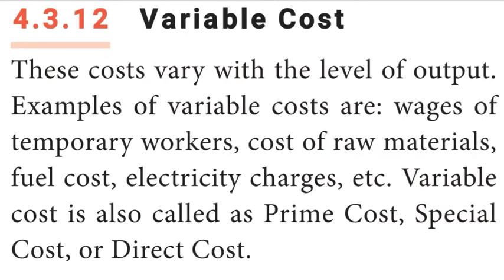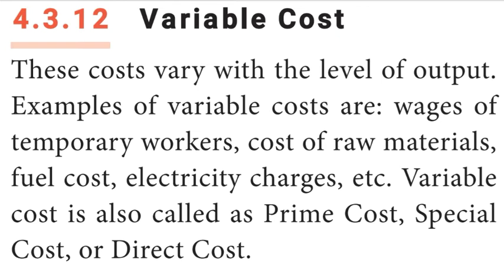Last, variable cost. Variable costs are those costs which are incurred on the employment of variable factors of production whose amount can be altered in the short run. Thus, the total variable cost changes with the level of output. It rises when output expands and falls when output contracts. When output is nil, variable cost becomes zero. Here, these costs vary with the level of output. Examples of variable cost are wages of temporary workers, cost of raw materials, fuel cost, electricity charges, etc.